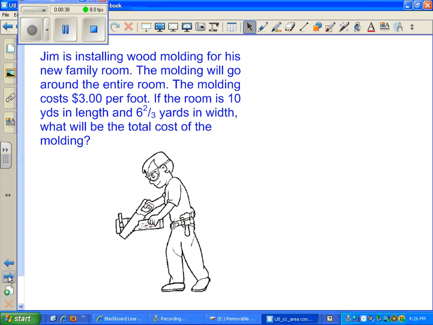However, I have yards for my units. So I would like you to try this problem. Pause the video, and when you're done, come back and we'll see how you did. Welcome back. There's a couple ways that we can approach this problem.